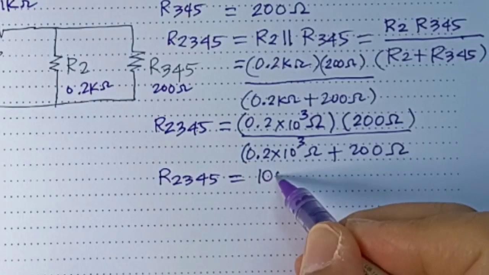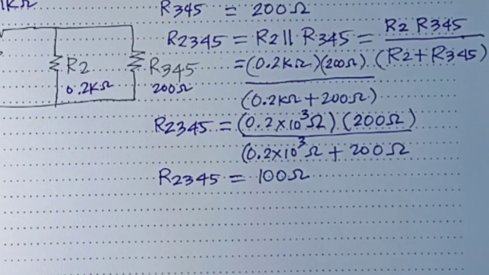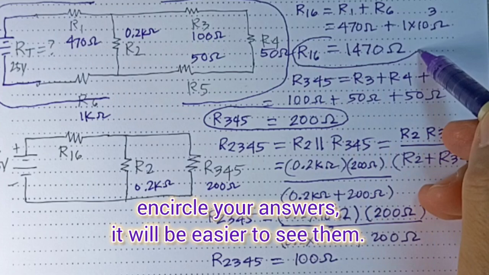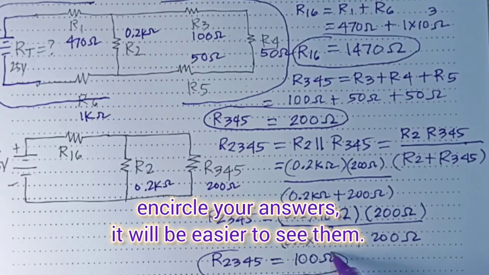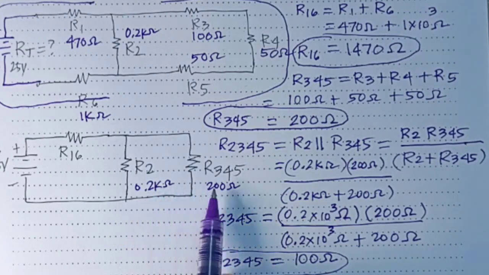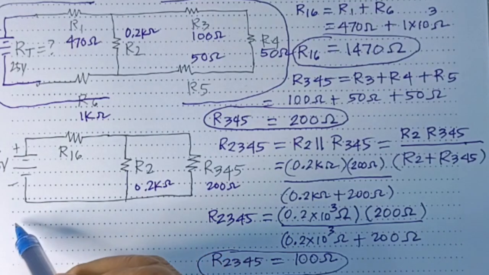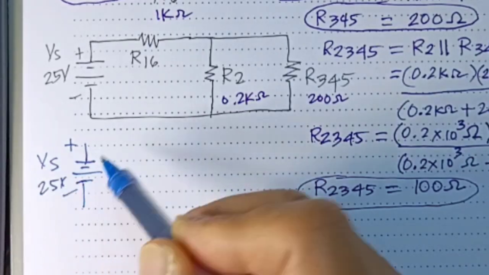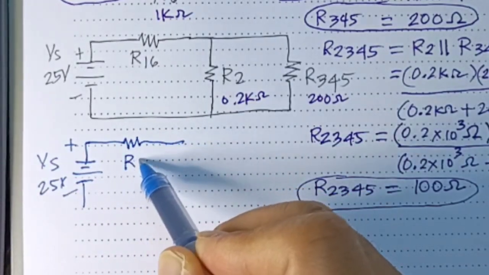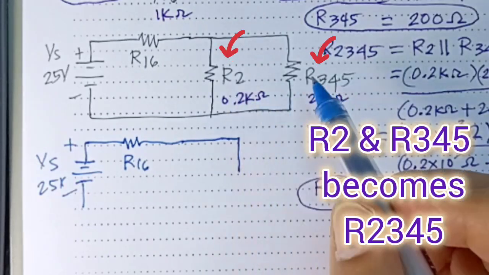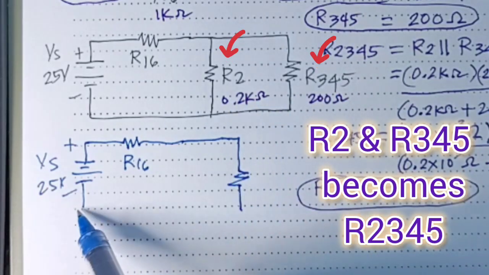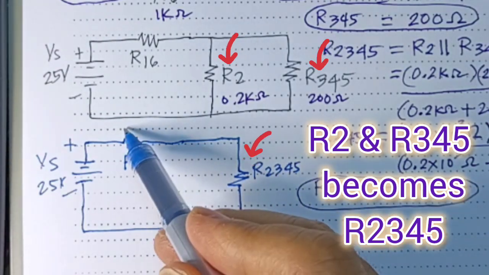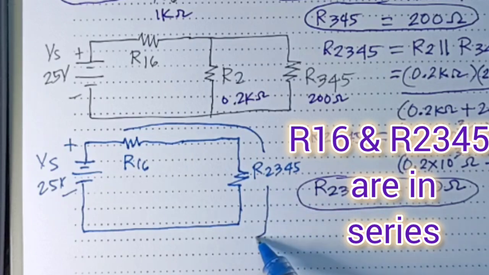We got 100 ohms. So from here we can see that R345 is 200 ohms, R16 was 1470 ohms, and R2345 is 100 ohms. Now if you look at these two resistors in parallel and we draw it again, we get a circuit. Let's put the plus minus again, Vs 25 volts, and we have here R16 connected to R2345, which is now represented by a single resistor. You can see here that they are now connected in series, right?